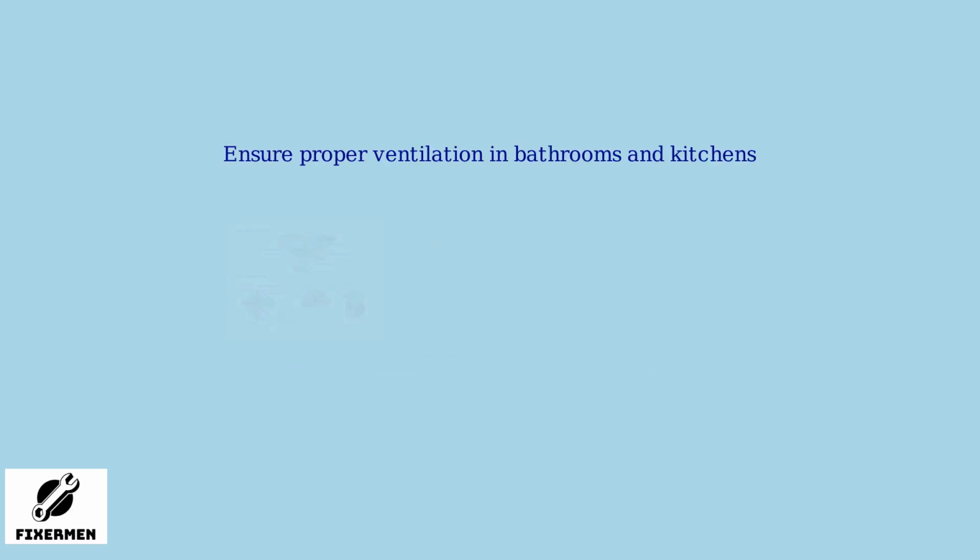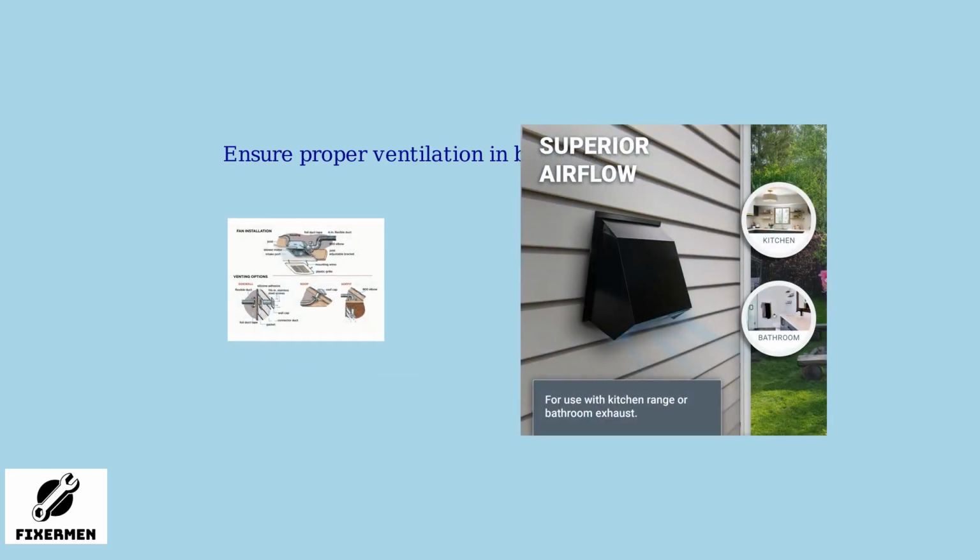Proper ventilation is key to reducing moisture buildup. In bathrooms and kitchens, where humidity can spike quickly, install exhaust fans with appropriate venting options like sidewall, roof, or soffit vents. These systems, such as the angular vent shown here, promote superior airflow to remove moist air outdoors, preventing it from recirculating through your home and AC system.